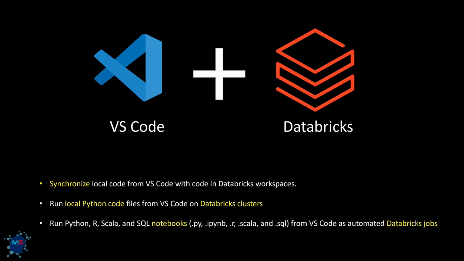Now, what is the second benefit highlighted here? You can now run your local Python codes, or .py codes, that you have in VS Code on a Databricks cluster remotely. That means you have the code developed on your machine, but it won't run on your laptop. It will be running on a remote Databricks cluster that you have specified, which we're going to give a try in this video as well.